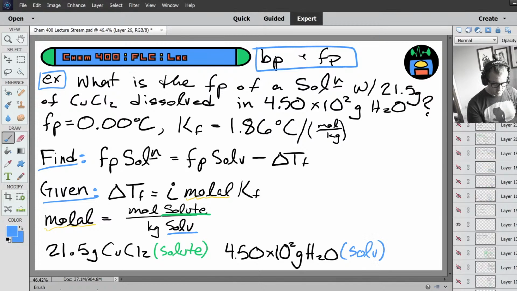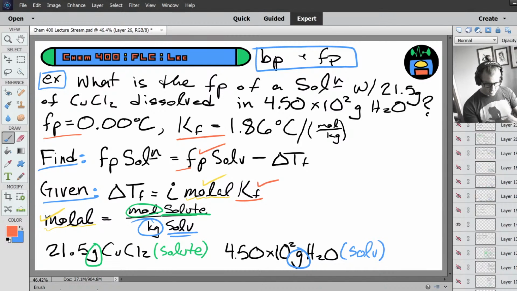You'll notice solvent's right here, but we got to do a unit conversion. 2 unit conversions actually, because our solvent is given to us in grams. Our solute is given to us in grams. We need kilograms of solvent and moles of solute, so we've got a couple unit conversions. But once we do those, we'll have enough information to solve for molality. We've been given our Kf. We've also been given our freezing points, right? So we got this guy.